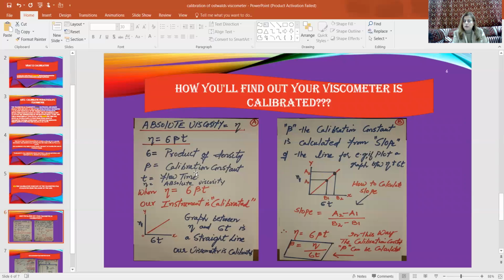Beta is the calibration constant. T is the flow time of the solvent you are using, or water, of course; we are using water right now. And eta is the absolute viscosity, I just mentioned. Now, when eta equals rho beta t, our instrument is calibrated.